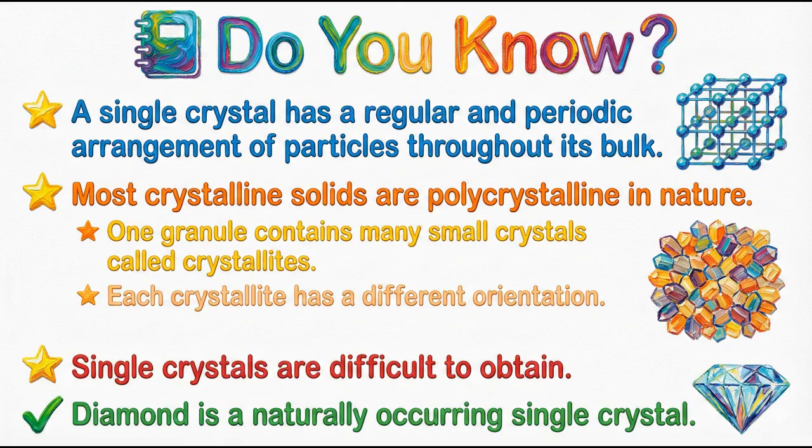Do you know? A single crystal has a regular and periodic arrangement of particles throughout its entire bulk. Most crystalline solids are polycrystalline in nature. A single granule of a polycrystalline solid consists of many small crystals called crystallites. Each crystallite has a different orientation. Single crystals are difficult to obtain. Diamond is an example of a naturally occurring single crystal.